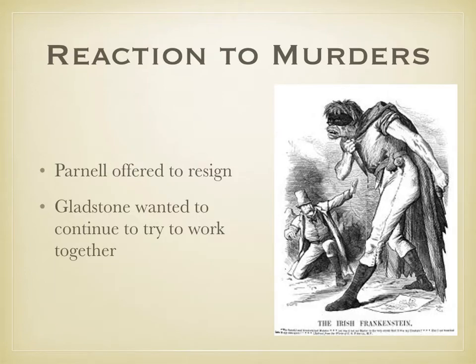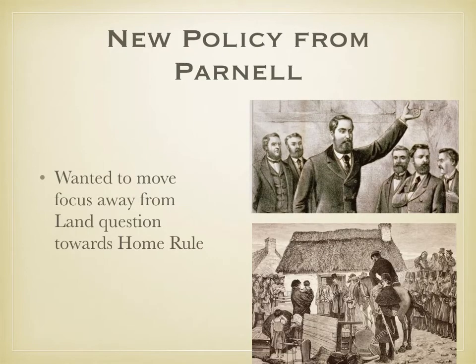Now, Parnell was shocked by this and he offered to resign there and then, believing that Ireland would suffer terrible reprisals for these murders. However, Gladstone encouraged him not to resign and to try to move forward from the base they had established with the Kilmainham Treaty. Now, with catastrophe averted, Parnell began to chart a new course for Home Rule and the Land League. First of all, he wanted to move away from the land question, which had been the focus for the past 3 years with the land war, and he wanted to move towards the push for Home Rule.